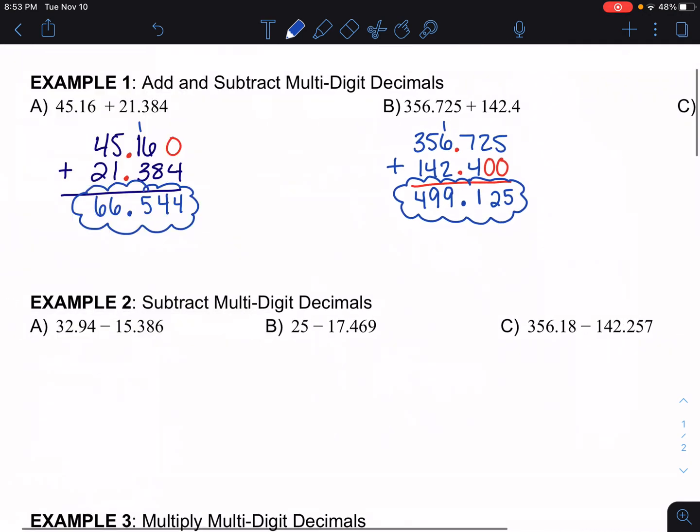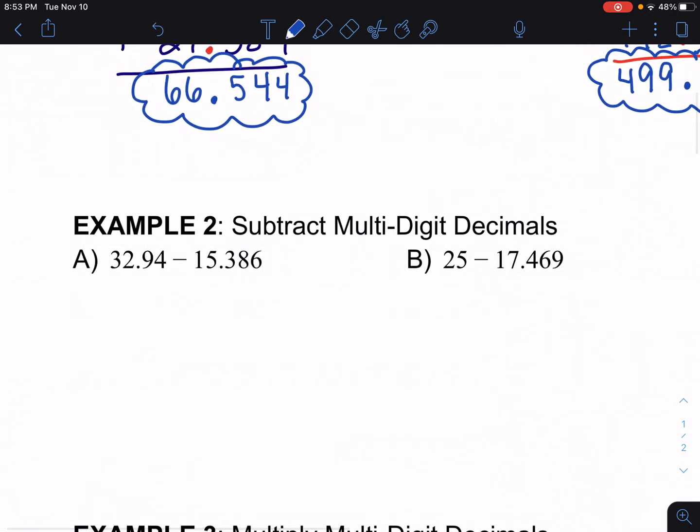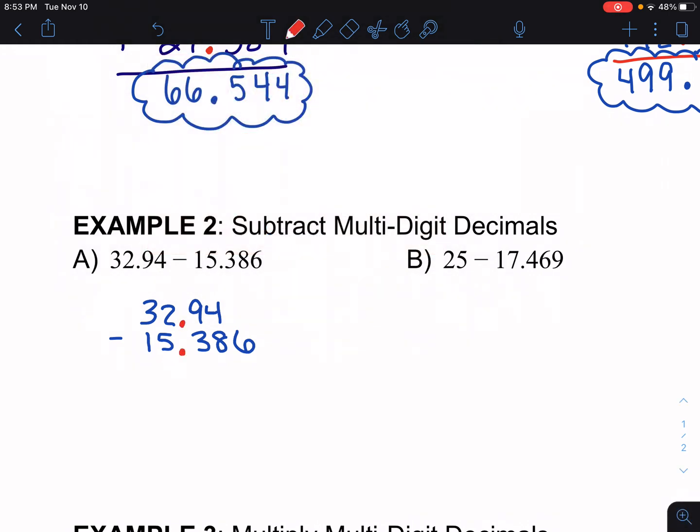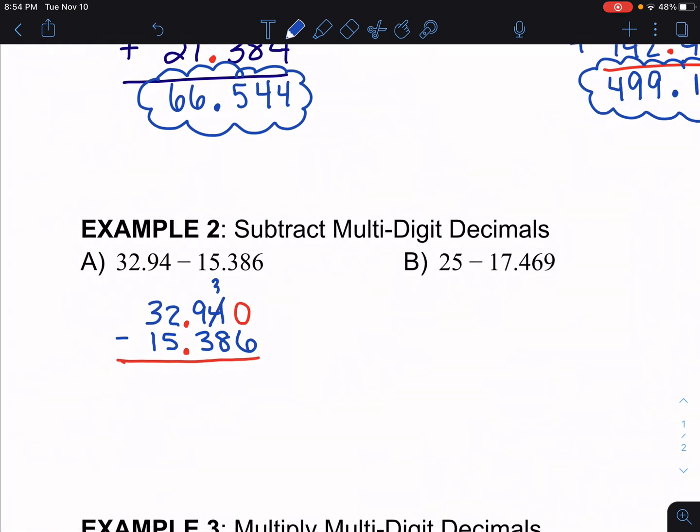For subtraction, we also have to line the decimal up. So I've got 32.94 minus 15.386. So my decimals are lined up again. And I'm going to have my placeholder 0. Now remember, when you're subtracting, we always want a bigger number minus a smaller number. So when I try to do 0 minus 6, that's not going to work. So I'm going to borrow from the 4 and turn the 0 into a 10. So 10 minus 6 is 4.